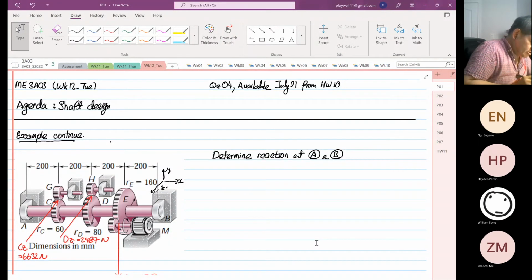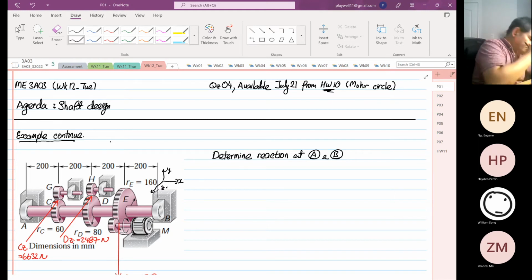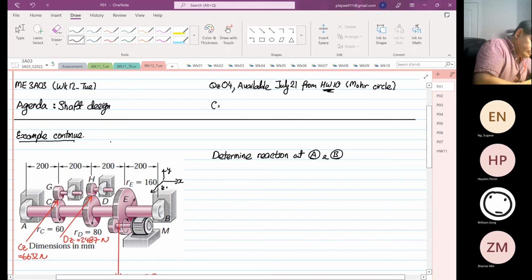We're going to continue on our shaft design. Quiz number 4 will be available on July 21st, and it's going to be from homework 10, which is regarding Mohr's circle. So your quiz will be based on Mohr's circle. You can collect your term test 2 this Thursday, July 21st, at ETB 216, which is outside my office. Today is the 19th.